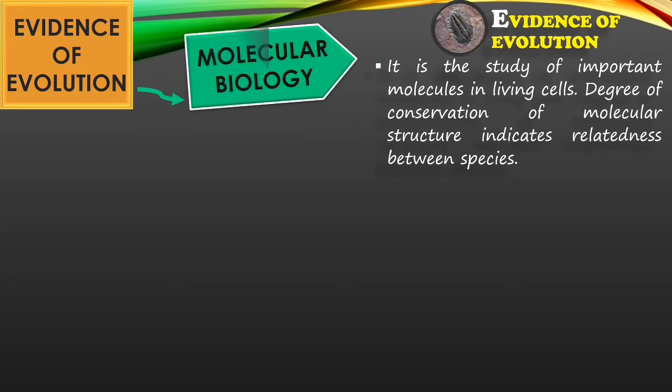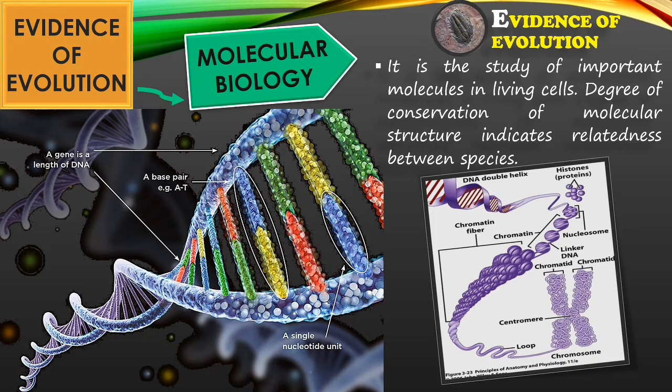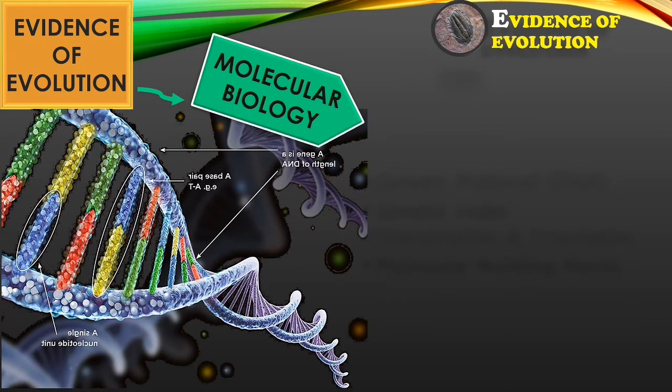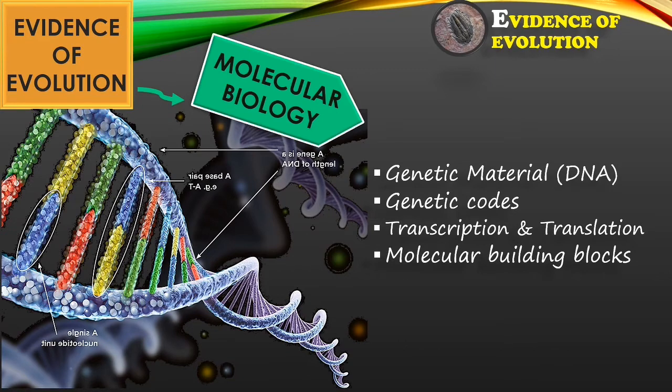Another evidence of evolution is molecular biology. The biological molecules can reflect shared evolutionary ancestry. At the most basic level, all living organisms share the same genetic material or DNA, the same or highly similar genetic codes, the same basic processes of DNA expression, such as transcription, in which DNA is copied to RNA, and translation, in which RNA is used to produce proteins, and the same molecular building blocks, such as amino acids. These shared features suggest that all living things are descended from a common ancestor.